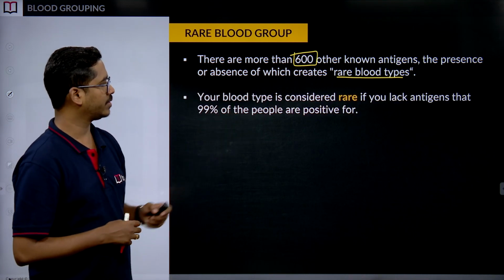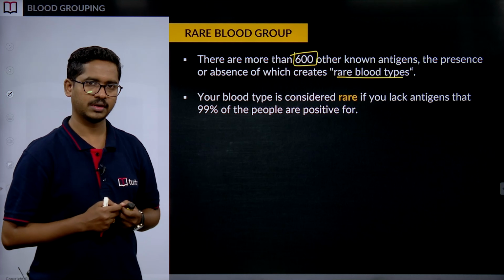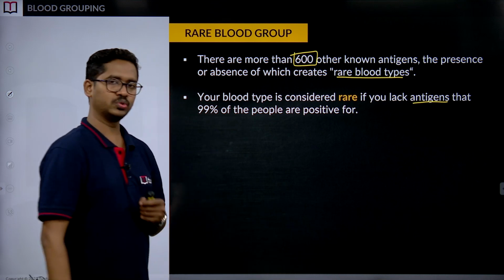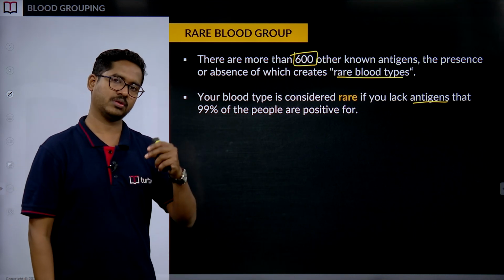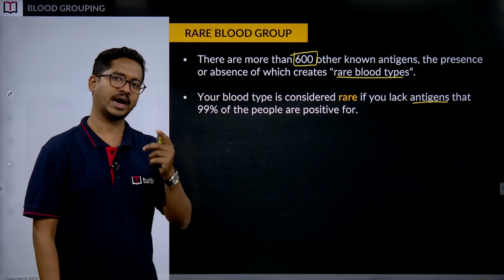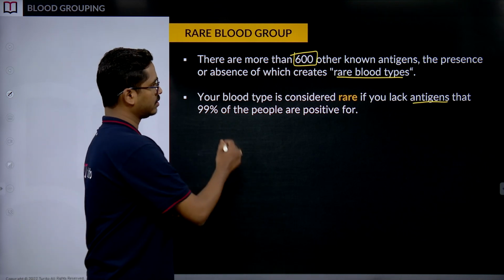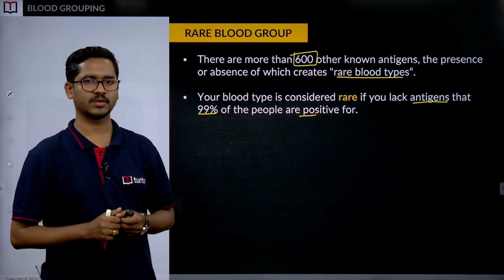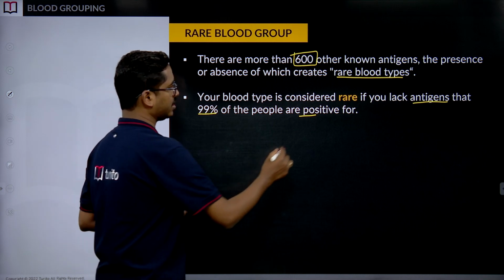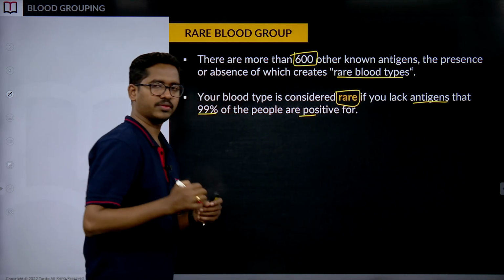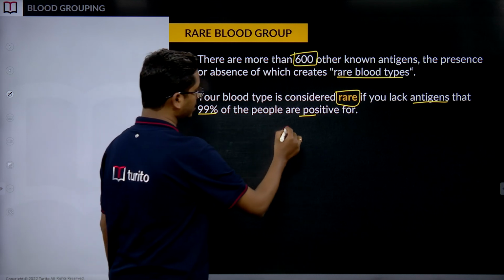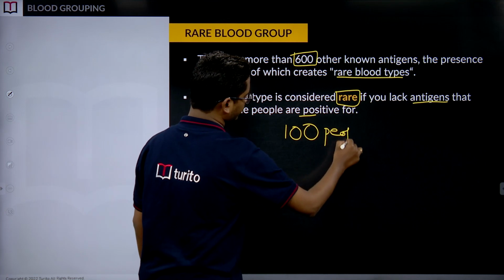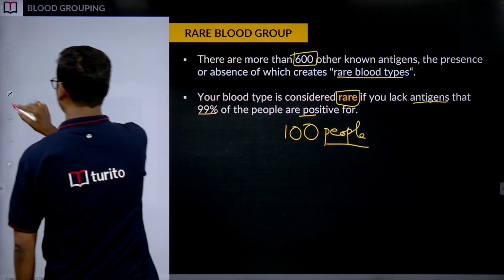Your blood group type is considered very rare if you lack antigens that 99% of the people have on the surface of their respective RBCs. It is very simple, the math here is very simple. Your blood group is considered to be very rare only when, for example, you are in a group of 100 individuals.